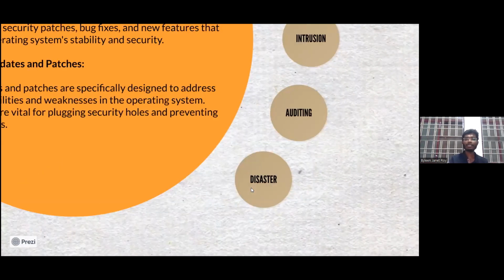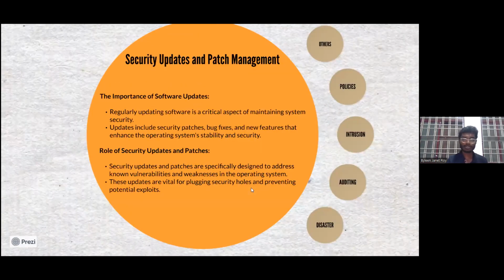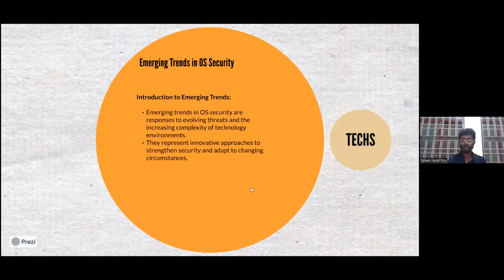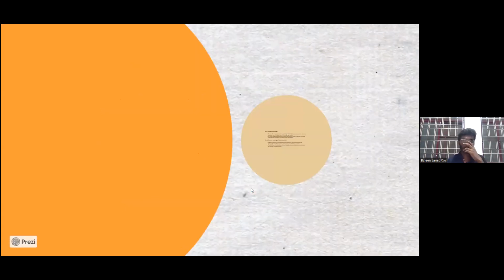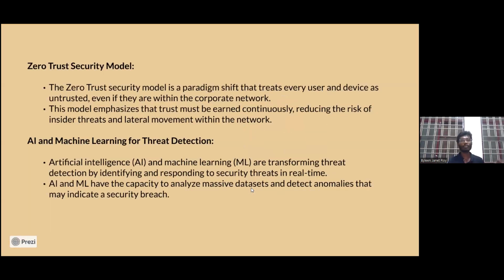And these are some of the emerging technologies that I wanted to share with you all. Maybe it is based on today's trend to improve security, or adapting to the changing circumstances and so on. First, the technique is the zero trust security model. The zero trust security model is a paradigm shift that treats every user and device as untrusted. That is, even when they are in the same corporate network, everyone will be treated as untrusted and so on.